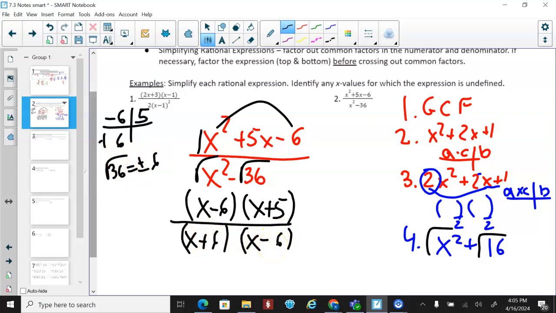Now, I have simplified the x squared plus 5x minus 6 and the x squared minus 36 to 4 different binomials. Now I am going to see what I can cancel from the top and the bottom that is the same. X minus 1 and x minus 6... So what is left? X plus 6 and x plus 6. And that is my final answer. Okay?